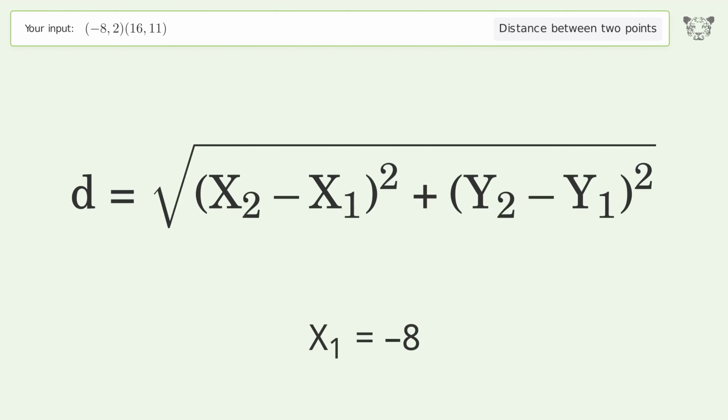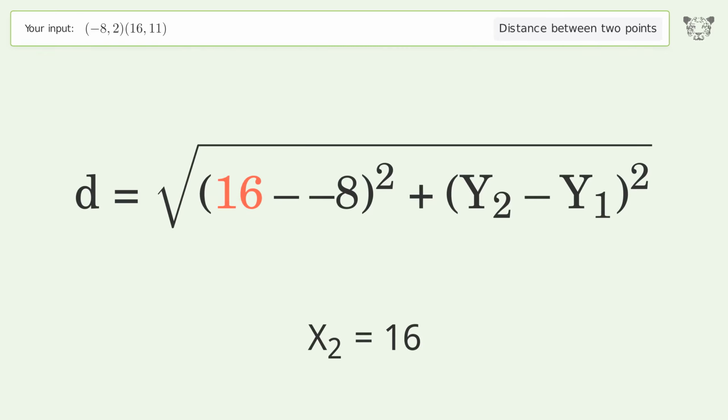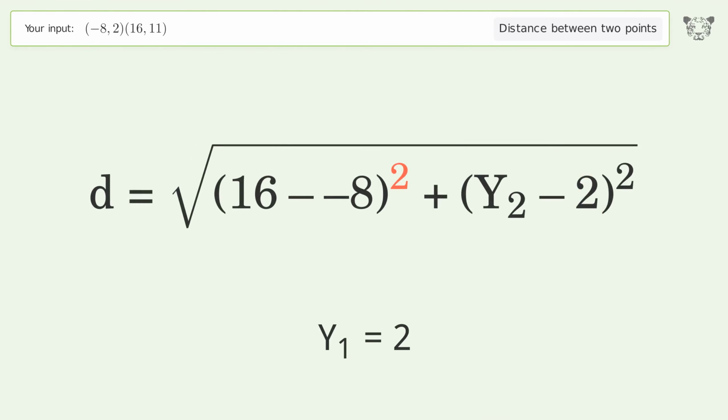x1 equals -8. x2 equals 16. y1 equals 2. y2 equals 11.